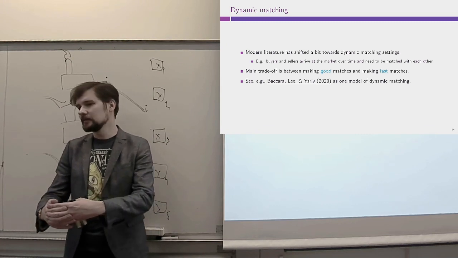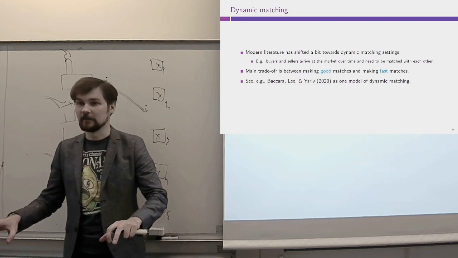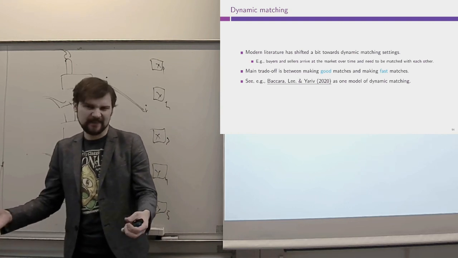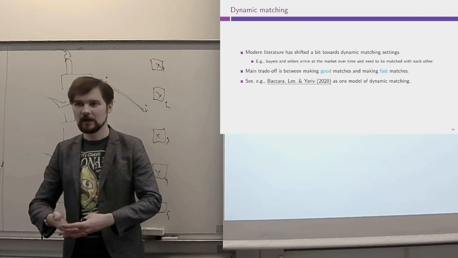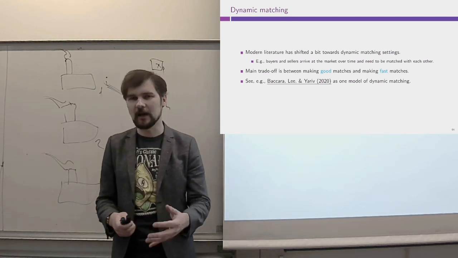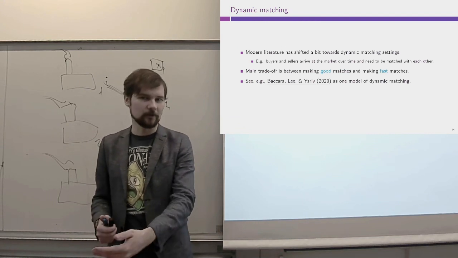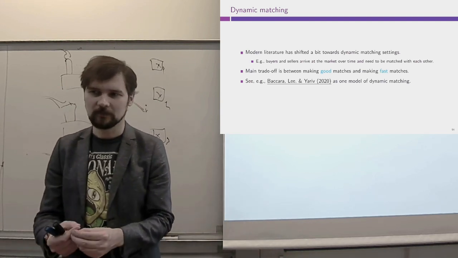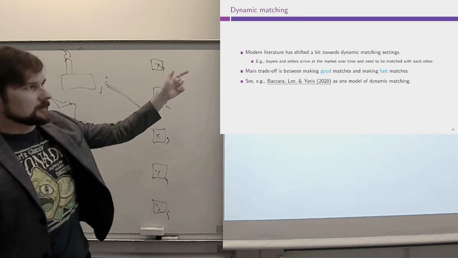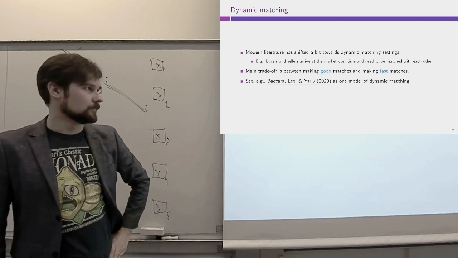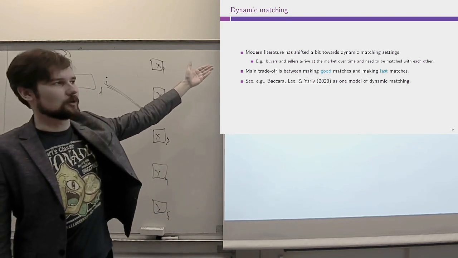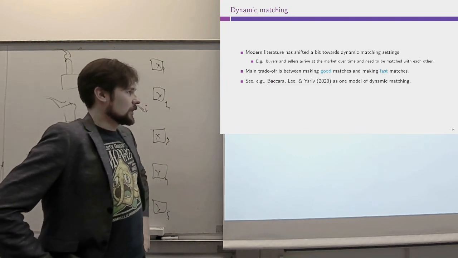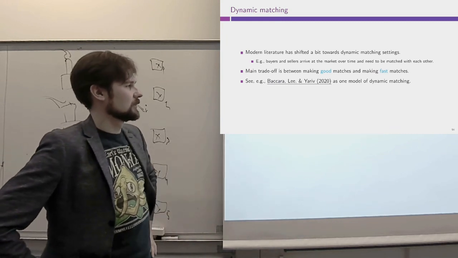So should you wait to accumulate enough on both sides of the market, which would be costly for players, because who likes waiting? But then you would be able to set up a better matching. Or should you just do this greedy algorithm and say, well, the best matching that I can give you right now as you came is this one. So you should take this one, right? Match as you go. Okay, this is the other option. And this is basically the main trade-off in this literature. Do you value good matches more, or do you want to make fast matches or quick matches? And one paper, for example, that does this is this paper by Bakara, Lee, and Yariv.